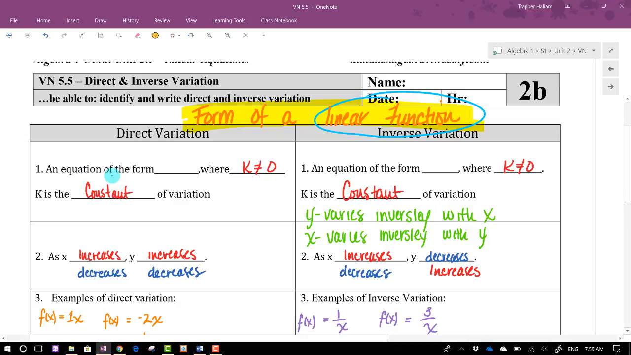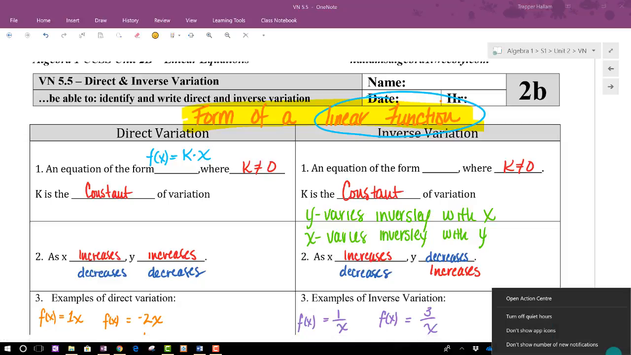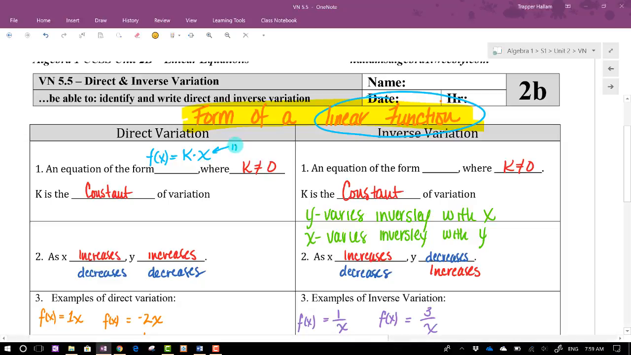So a direct variation is an equation of the form, I'm going to write it above because there's not enough space. f of x, or our output, is equal to some constant of variation times our input. That's it. There's not a lot to it. It has an input, and it has an output, and it's got a constant, meaning that there's some value that's always there.